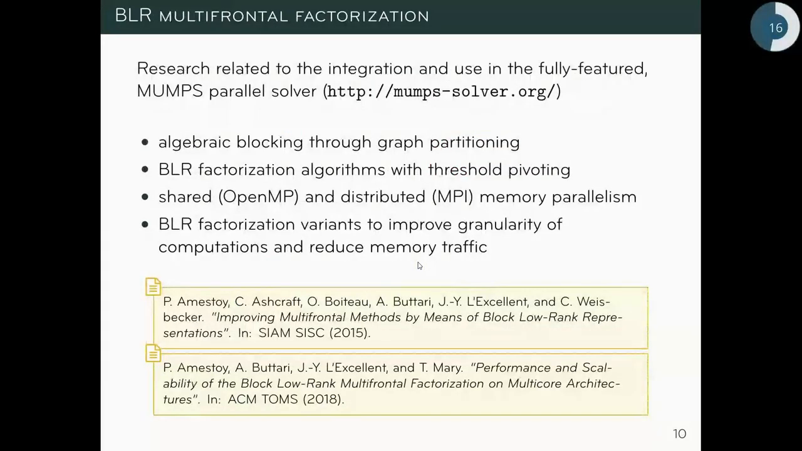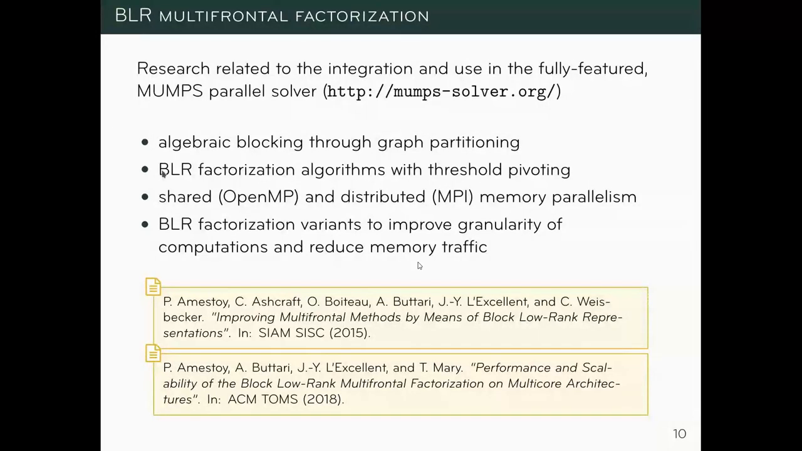And we also turned our attention to the use and implementation of block low rank in a fully featured sparse direct solver, which is MUMPS in our case. One of the first problems that we had to tackle was the fact that MUMPS is an algebraic solver. So this essentially means that MUMPS does not know anything about the geometry of the domain where the problem is defined. And therefore, the question that we had to answer is, how do we define these block low rank blocks that we can compress? For this reason, we developed a method which relies on the graph of the sparse matrix instead of the geometry of the domain. And then we developed several block low rank factorization algorithms that can handle pivoting to guarantee the stability of the factorization and of the solve.